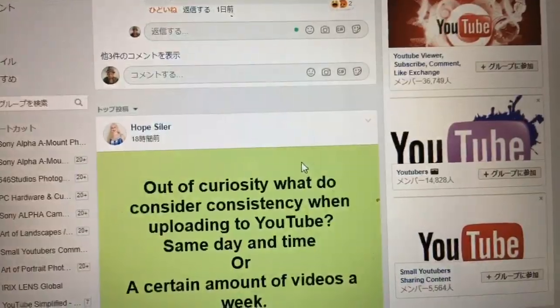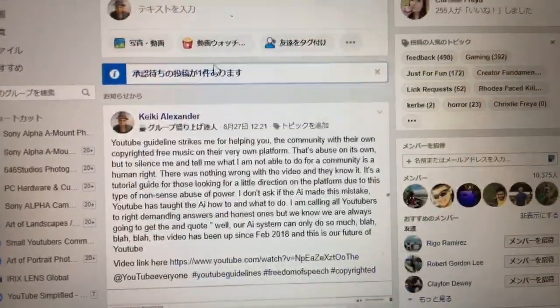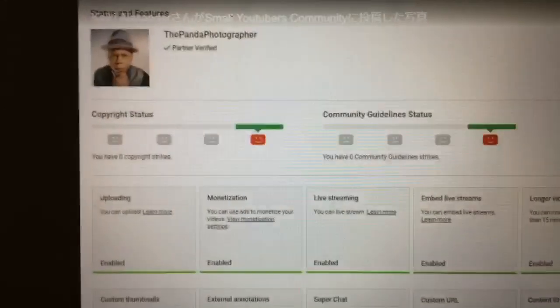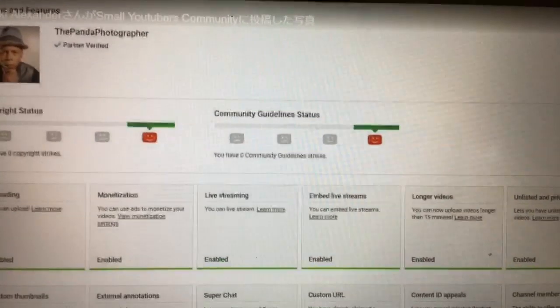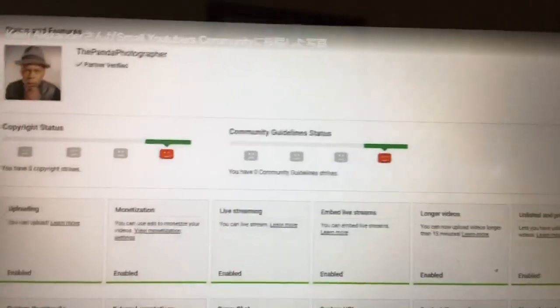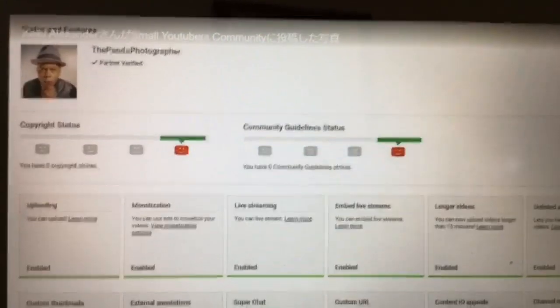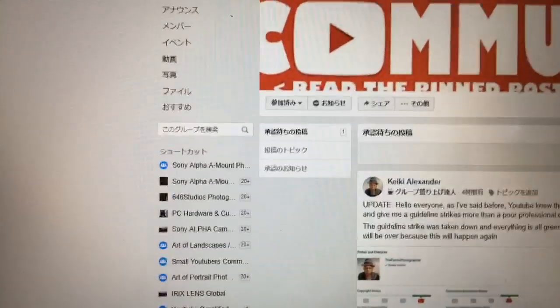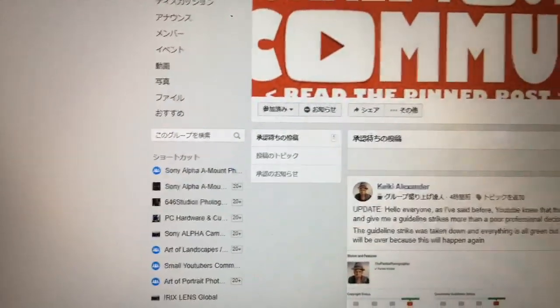But anyway, with that said, I posted a new post. As you can see, they removed the strike, which means I'm right. So, therefore, I wanted to just inform you guys on that as well.